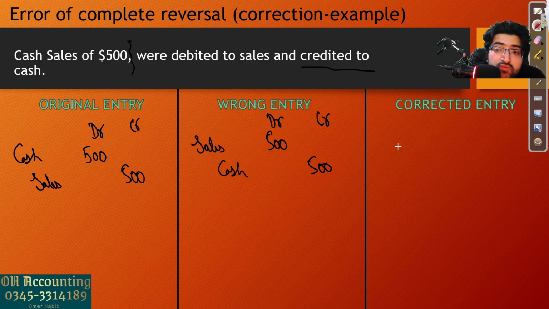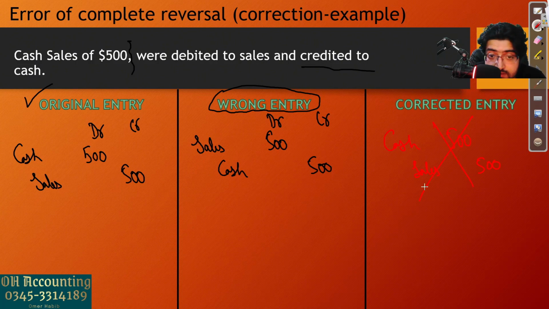Now, how do we correct this entry? Take a moment and think. We were supposed to record this. We have recorded this. How will I correct this entry in my books? Some of you might be thinking that all we have to do is just do this: cash debit by 500 and sales credit by 500 and you're done. No, this is wrong. Take a moment and think why this is wrong, and then I will explain it to you in like 5 seconds. You can think.